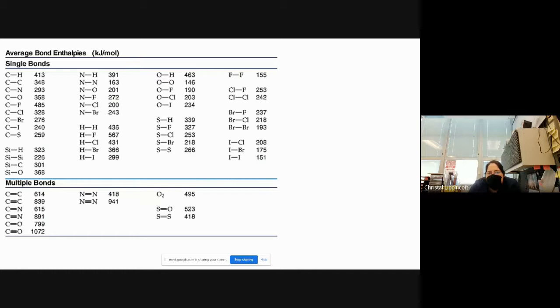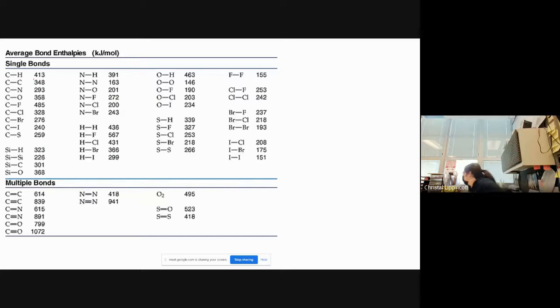This is a table of standard bond enthalpies. It's typically listed by your different substances. So like a carbon-hydrogen bond has this much. A carbon-carbon bond, single bond, has this much.